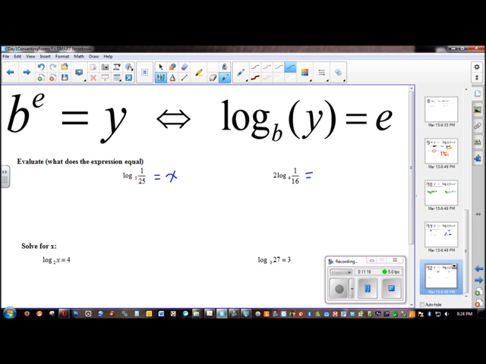Same thing here. We don't know what it equals yet. So let's say it equals x. And now let's turn this around, turn it into our exponential form. Our base is 5. Our exponent is x. And the answer is the power 1/25. Over here, this is 2 times, that's a coefficient of 2. It's got nothing to do with the log itself except that I'm going to evaluate what's inside those blue brackets and then multiply by 2.